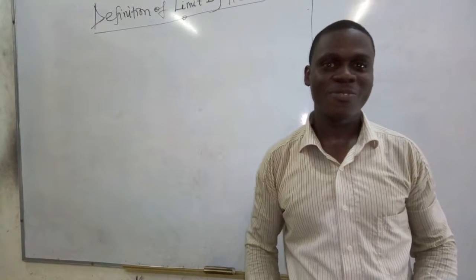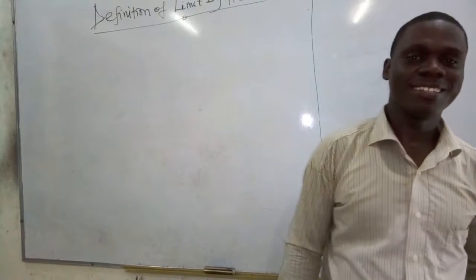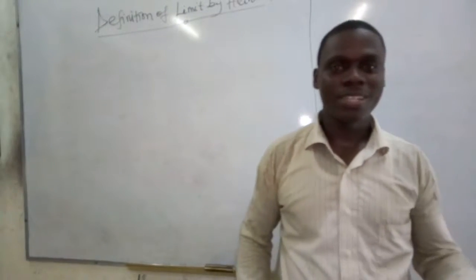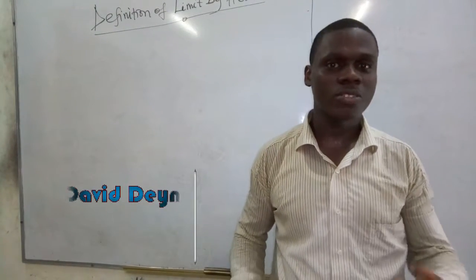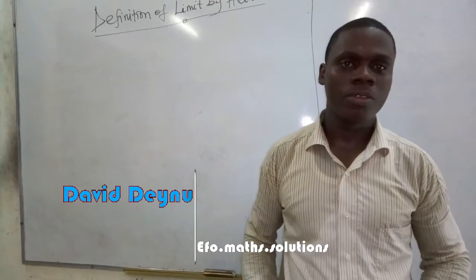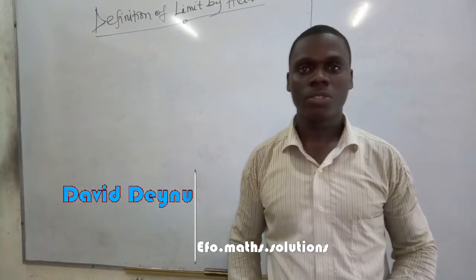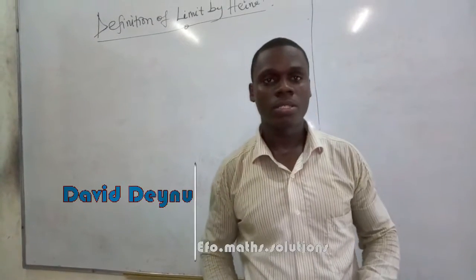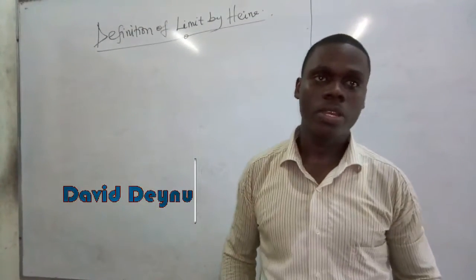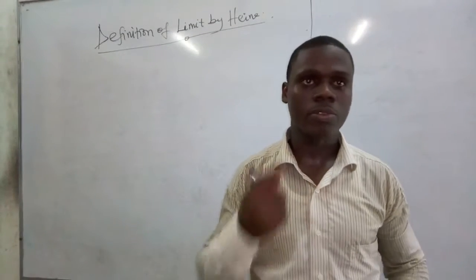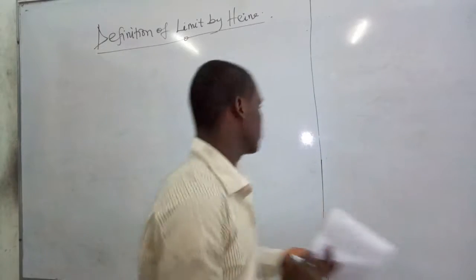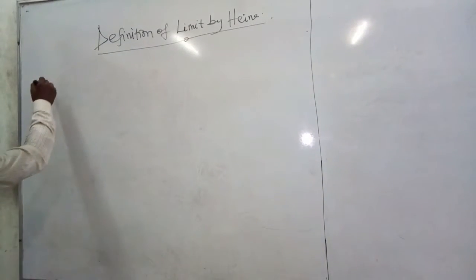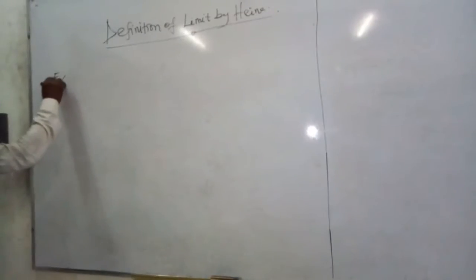Once again, this is Helpful Math Solutions, and we've been looking at a lot of topics as far as introductory analysis is concerned. In the previous discussion, we looked at the definition of limits according to Heine, with just an example. In this video, we want to look at another example.